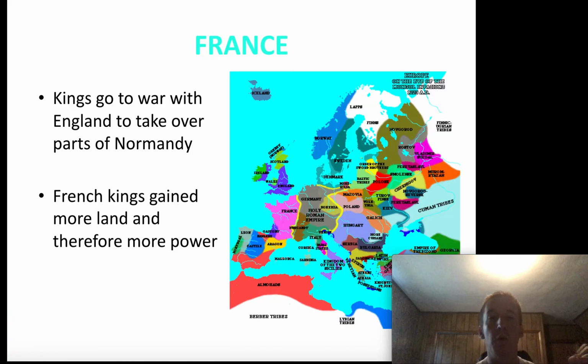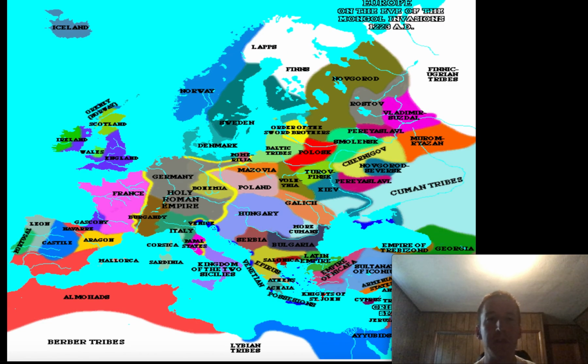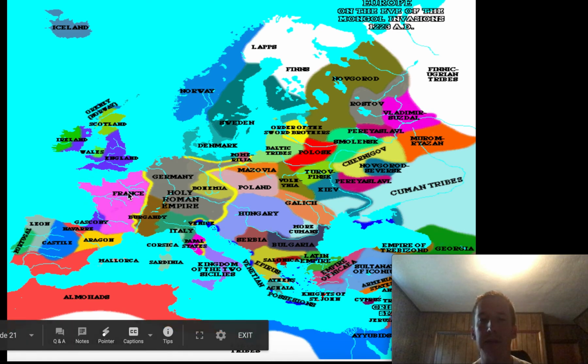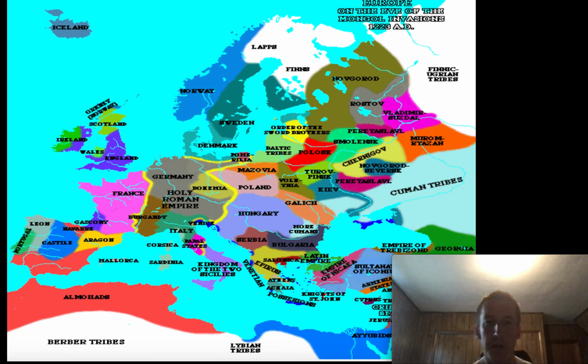So the kings go to war with England to take over parts of Normandy. They thought it was silly that England would control Normandy when they were separated by a body of water. They believed it made more sense for the French to control this territory. The French kings gained more land and therefore more power. So if you look at this map now, you can see that France expanded over into Normandy. And even though it's not quite the size that it is today, it's very, very close.